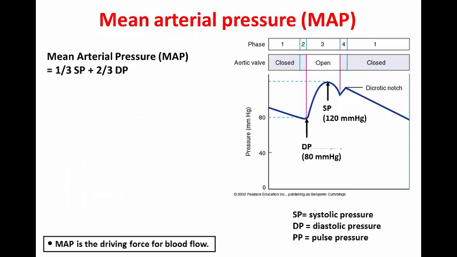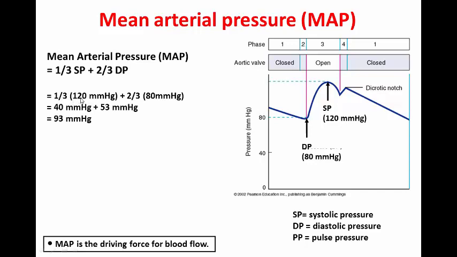So the diastolic period of the cardiac cycle lasts for about 2/3 of the cardiac cycle, and the systolic period of the cardiac cycle lasts for about 1/3 of the heartbeat. So the mean arterial pressure, the mean pressure in the aorta, is thus equivalent to 1/3 of the systolic pressure plus 2/3 of the diastolic pressure.